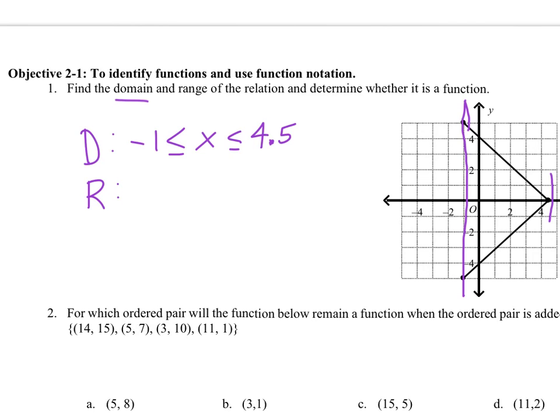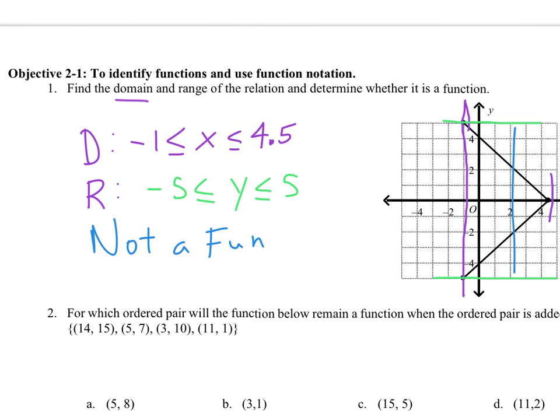And the range, again, that's the possible y values that you have, so a minimum there of -5 and also a maximum of 5. And notice on that relation that there are points at the end of those segments. Those are not lines, so there are points there at the end of those segments. And if we look at the vertical line test, it fails the vertical line test, so this is not a function.